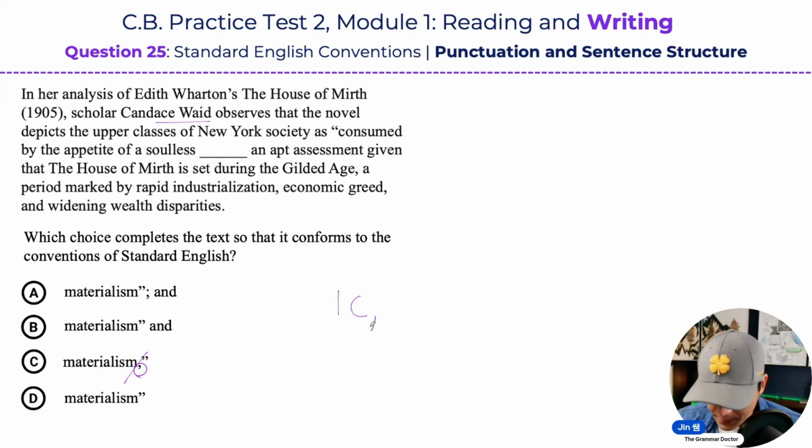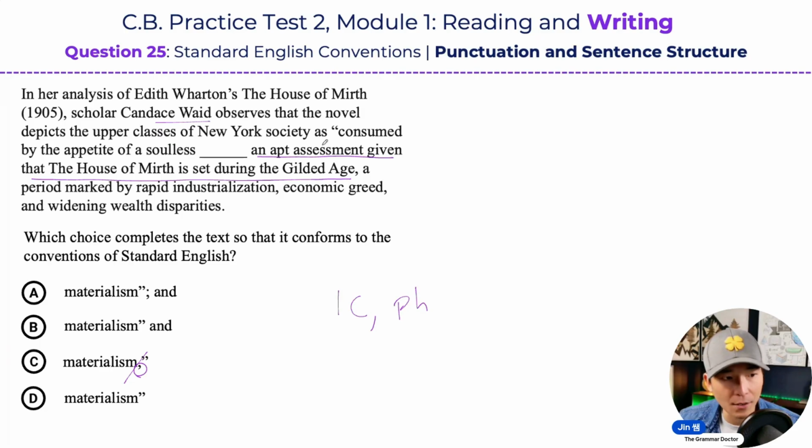Then we have a comma after the independent clause, and then a phrase that comes afterwards: "an apt assessment given that The House of Mirth is set during the Gilded Age." All phrases do is add additional information. But if we have this comma before the phrase, that tells us the phrase is non-essential. In other words, it adds extra information, but it's not necessary to the main idea of the sentence, because the main idea is what Candace Wade sees, how she thinks about this novel.